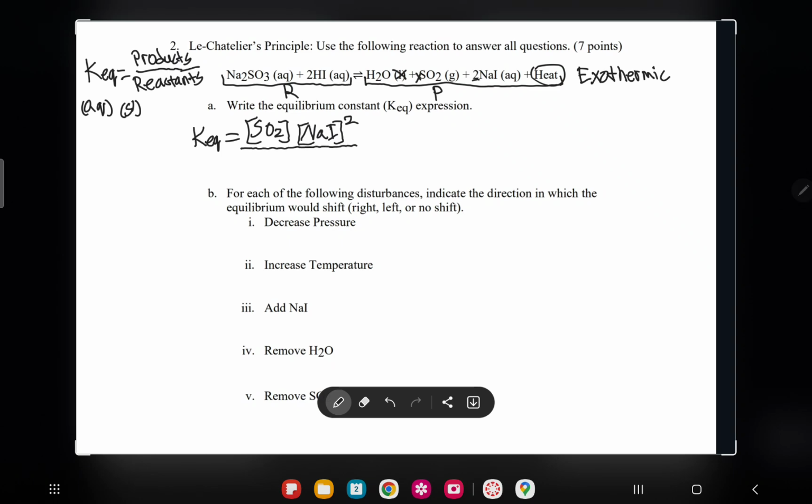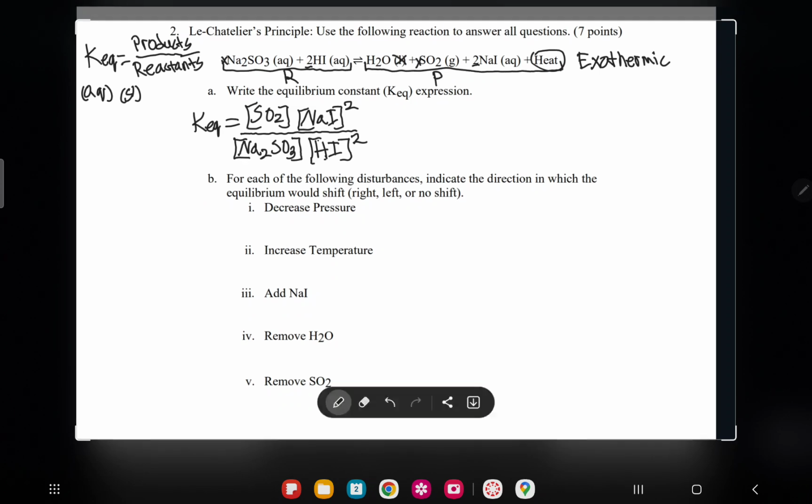We will now be doing the reactants. Both are aqueous. So on the bottom, we're going to have the Na2SO3. Right? And it has no coefficient, so we don't need an exponent. And then we have HI. And it has a 2 coefficient, so we'll be putting a 2 on top. And that's the Keq expression.